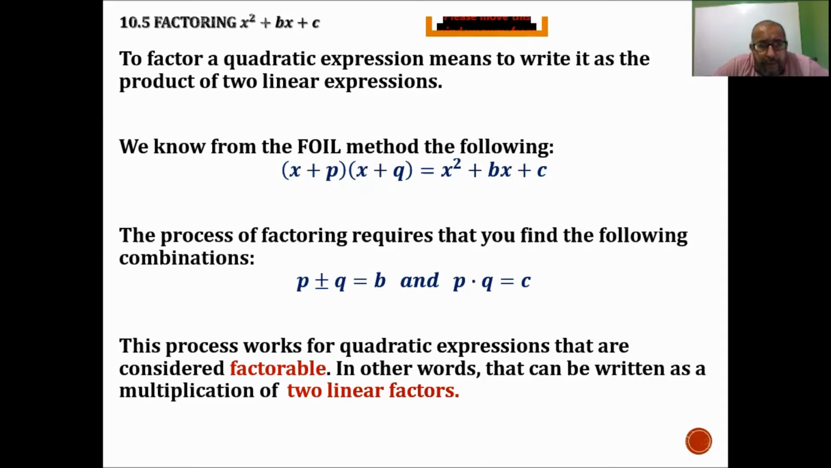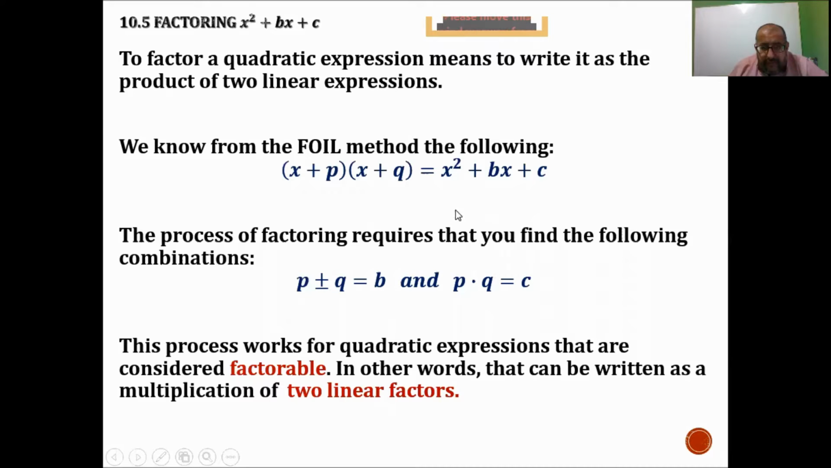Okay, today we are going to analyze the process of factoring quadratic expressions. Just as a reminder, to factor a quadratic expression means that we're going to write it as the product of two linear expressions. In other words, we're going to go back in the FOIL process, and instead of having a polynomial like this one, x squared plus bx plus c, what we need to find out is the two linear expressions that created this problem, okay? In order to do this, the process of factoring requires that we find the following combinations.